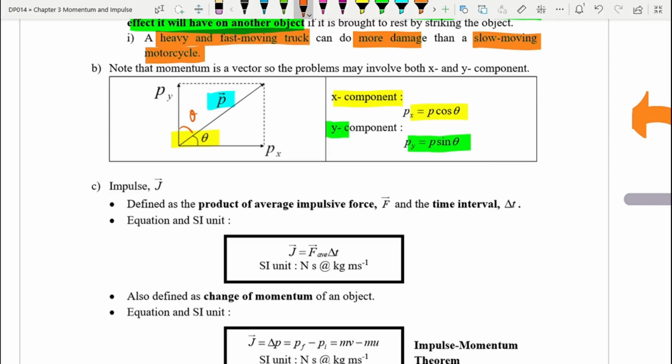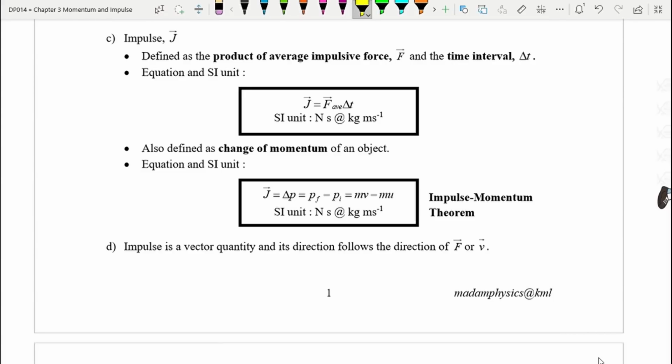Okay, next let's look at the definition of impulse. So the symbol that represents impulse is capital J. Actually, we have two definitions of impulse. The first one is the relation between impulsive force and the time interval. So impulse ni kita boleh imagine macam, let's say an object with a force acting on it for a short amount of time, for example.